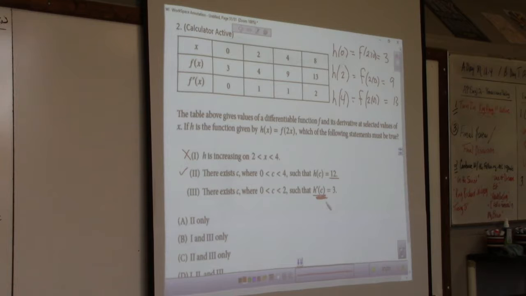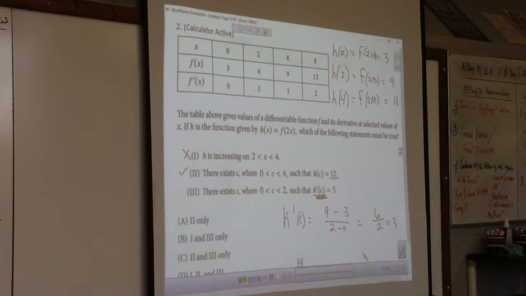And h prime, mean value theorem. So give that a try. So if we do it over 0 to 2, that means h prime of c would have to equal what? H of 2, 9, minus h of 0, 3, over 2 minus 0. And what do we end up with? 9 minus 3 is 6, over 2 minus 0.